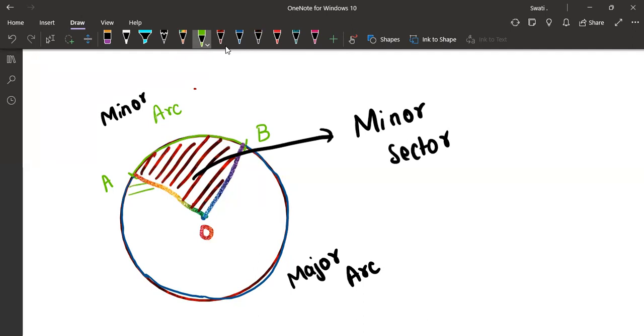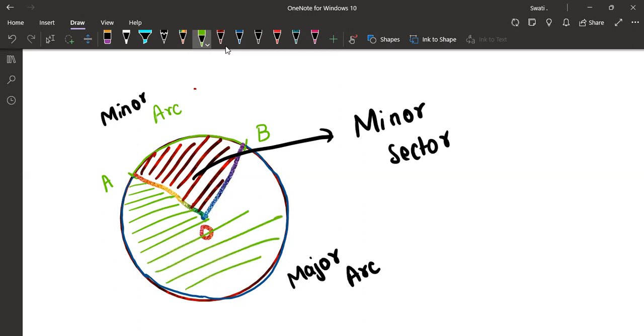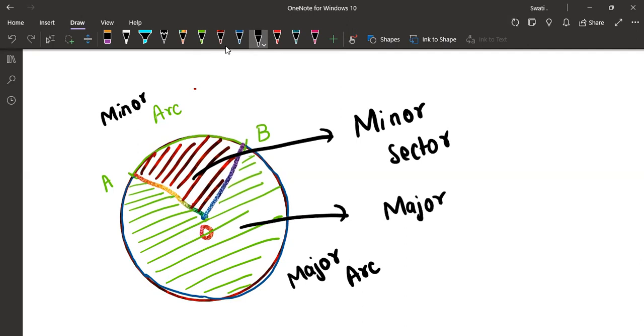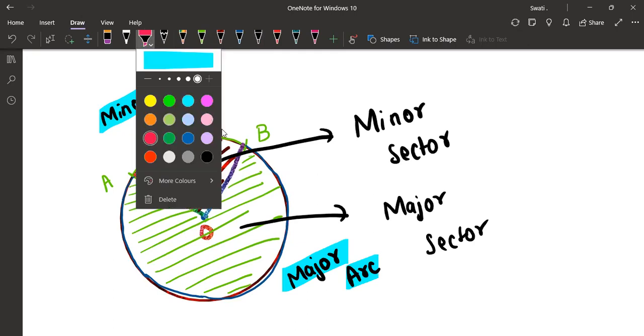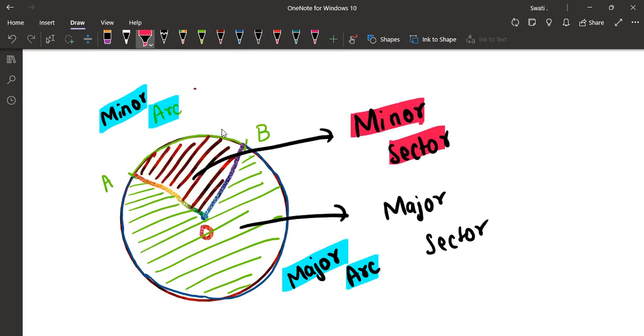So the area between the two radii and the major arc, this is of course again the sector only, but because it is between the two radii and the major arc, it is called the major sector. So what is this called? This is called the major sector. I hope it is clear what is a minor arc, what is a major arc, and what is a minor sector and what is a major sector, right?